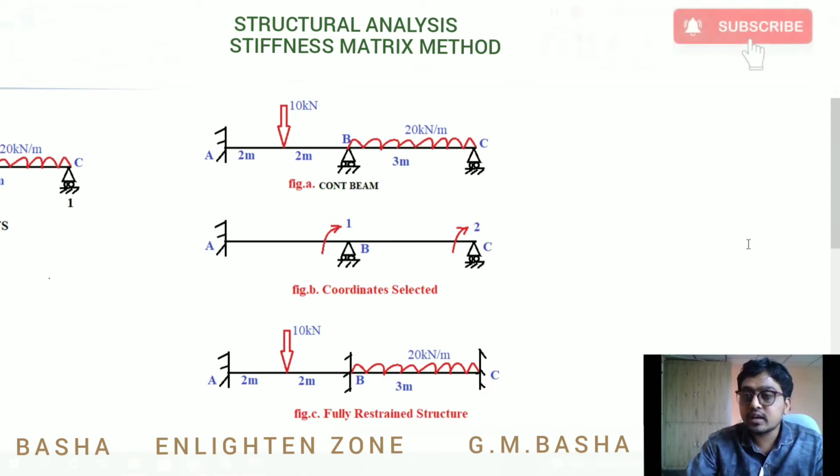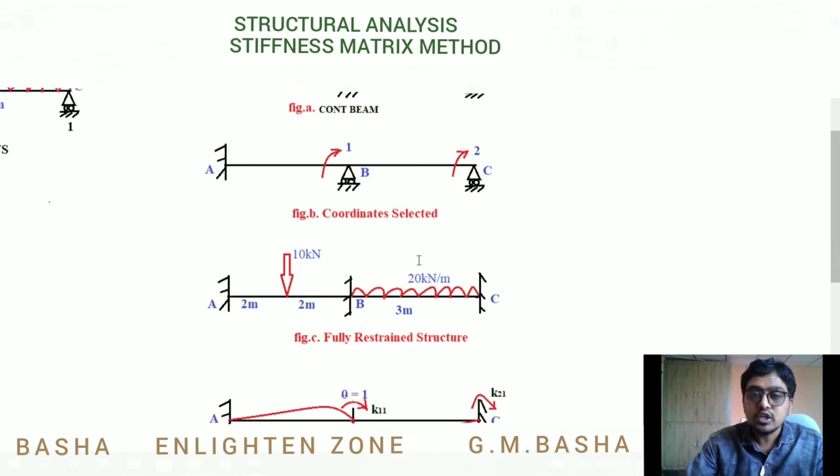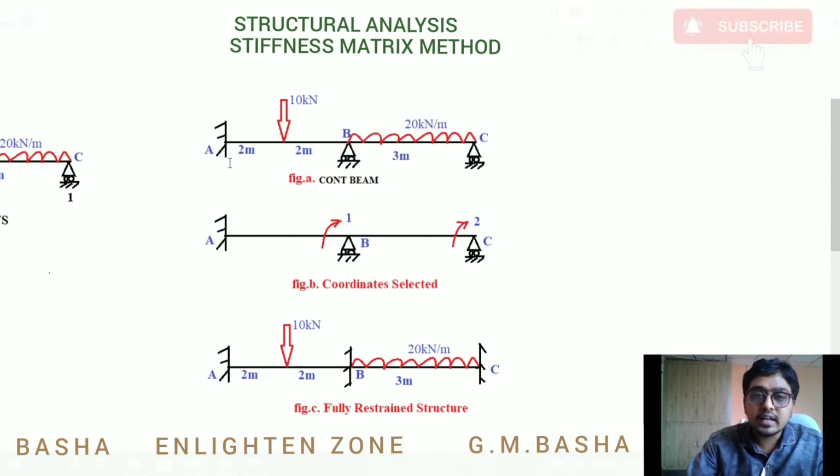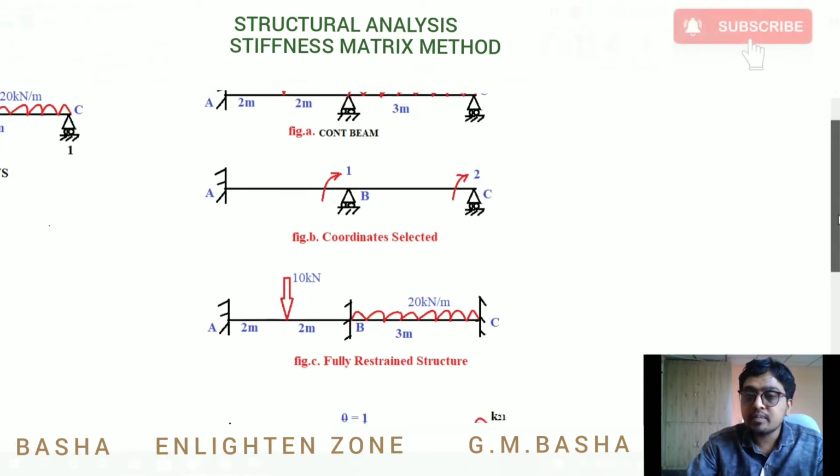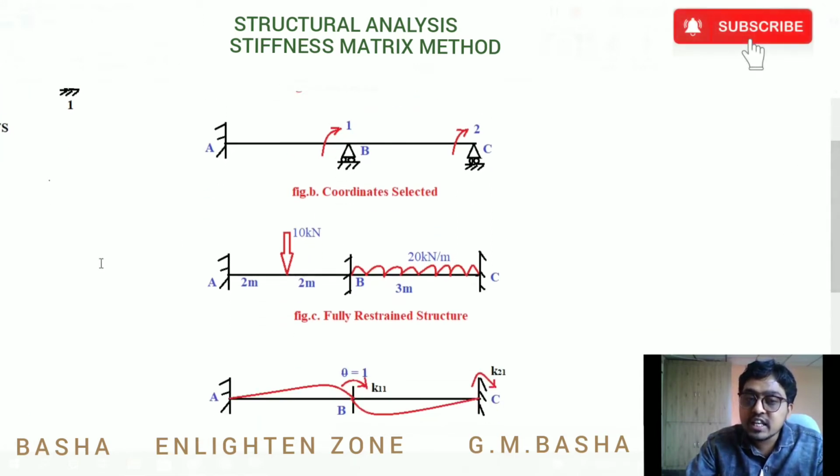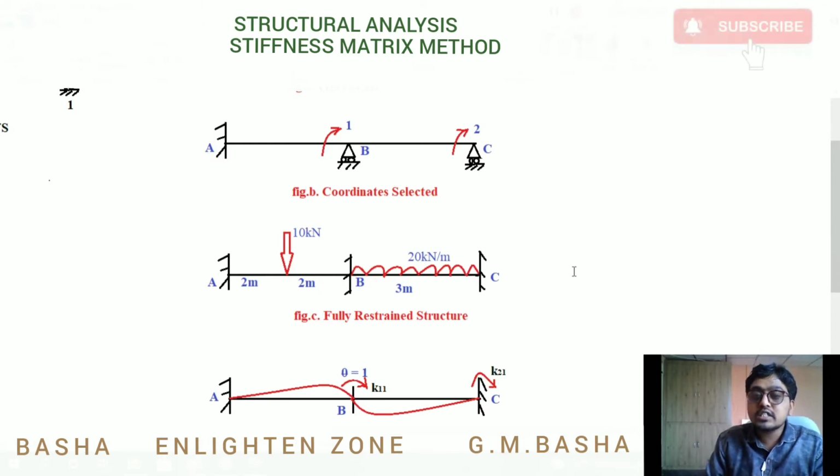Again move to the next figure, which is figure C. So, fully restrained structure. Observe the question. Here at A it will be fixed, at B it will be roller support, and at C it will be roller support. Here in this condition, in the third figure, what are we doing? We are fixing the entire structure. So we are removing that roller support and fixing the structure. Like that we are fixing this entire structure. That is called a fully restrained structure. It means we are fixing the entire structure at A, B, and C. And based on that we are finding the fixed end moments. Based on this structure only we are finding these fixed end moments.